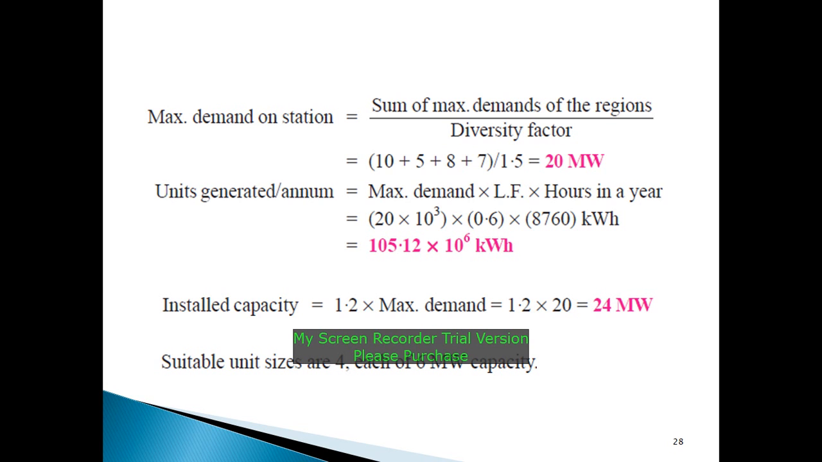The installed capacity is 1.2 times the maximum demand. It is 24 megawatt. So we can suggest a 6 megawatt capacity generating station, 4 numbers we can suggest.